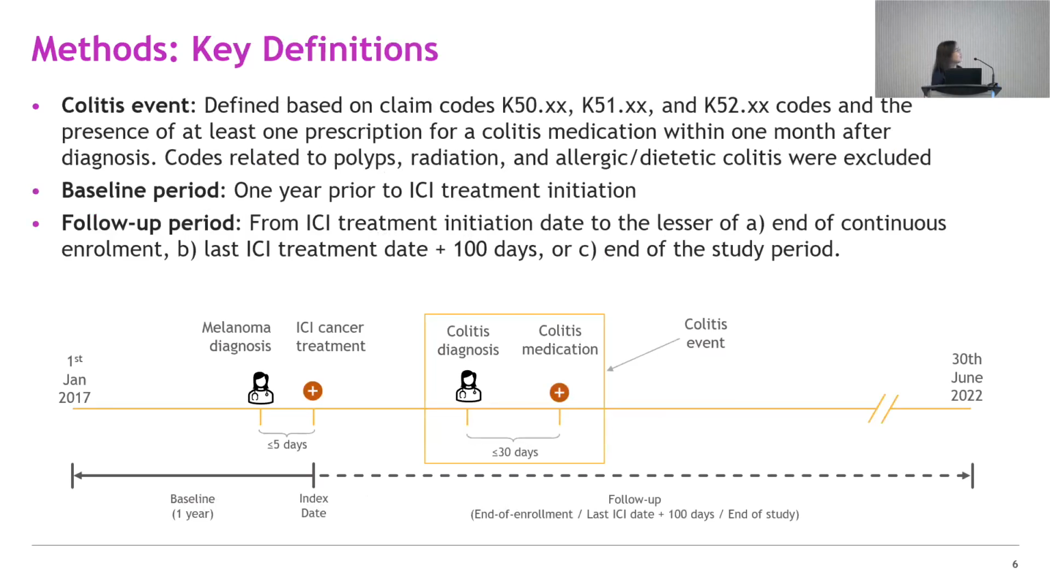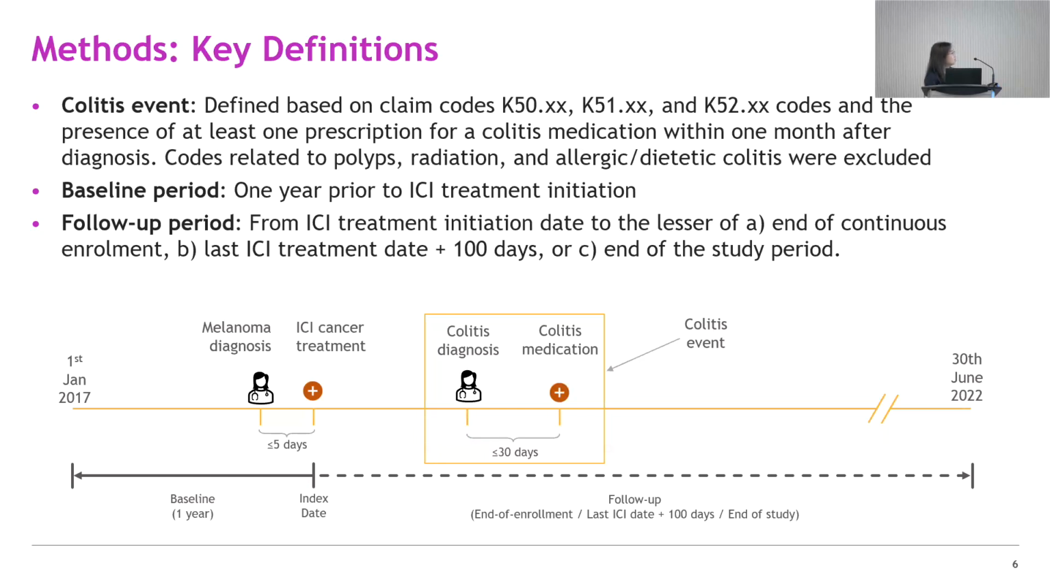Here are some key definitions. In this study, the index is the date the patient initiated an ICI treatment. We also require those patients to have a melanoma diagnosis within 5 days before the index date. The follow-up period is from the index date to either the end of continuous enrollment, or the last ICI treatment day plus 100 days, or the end of the study period, whichever comes first.